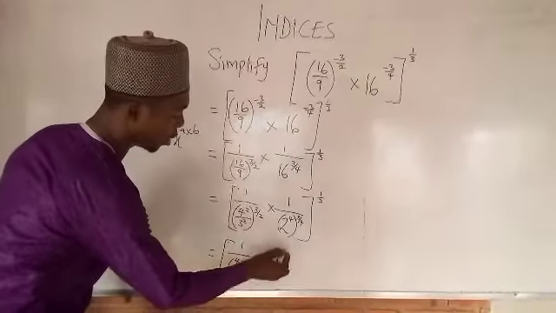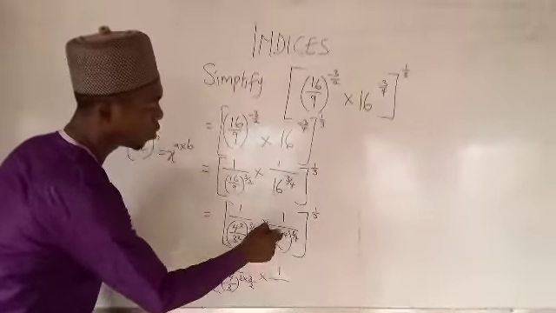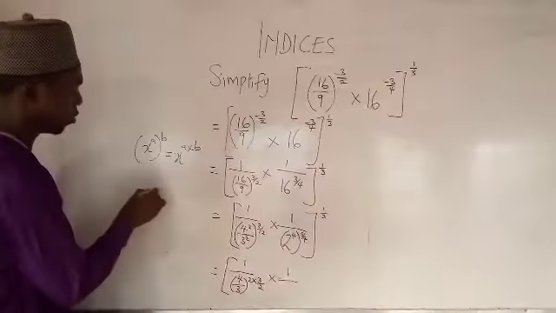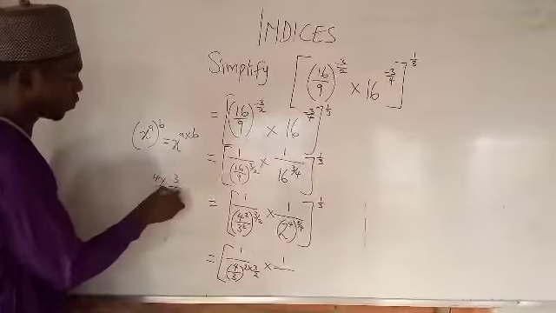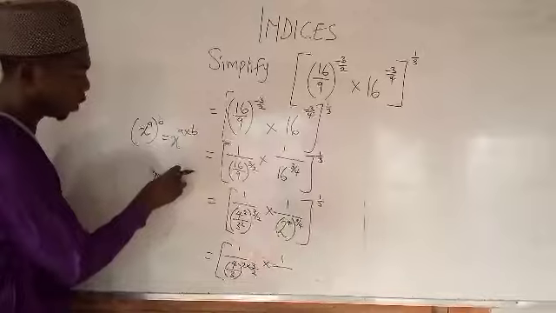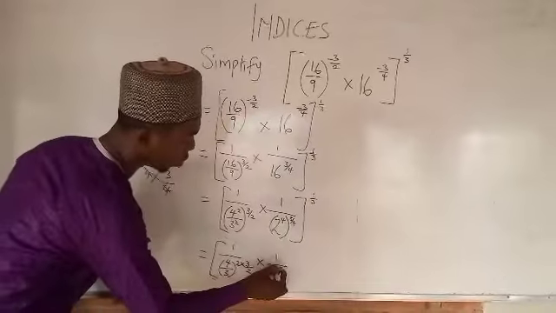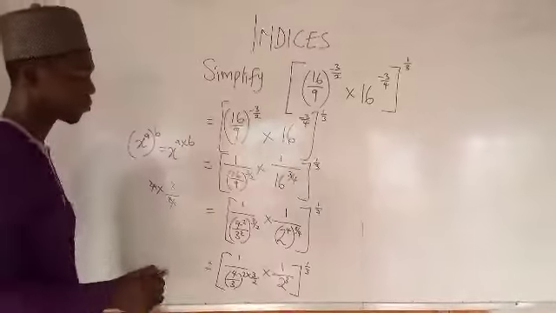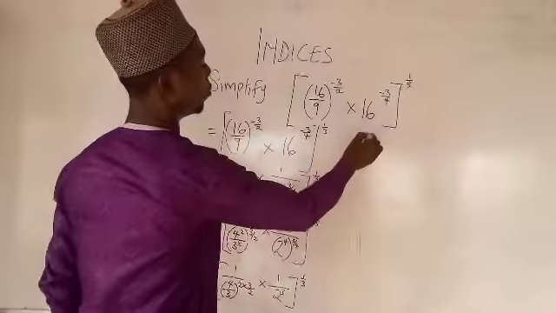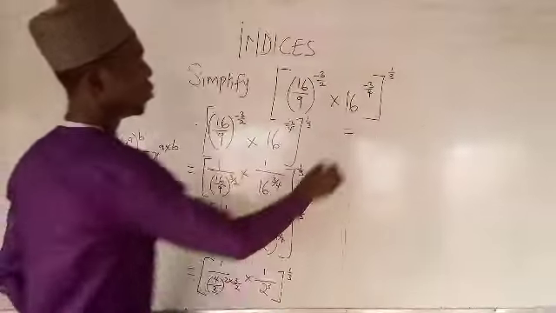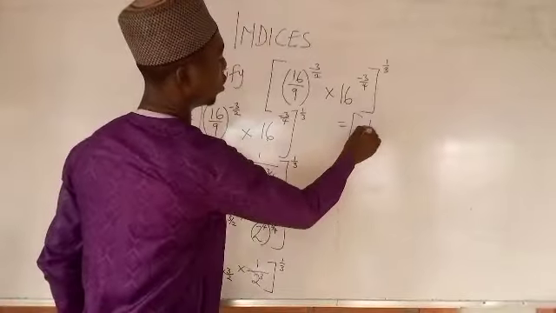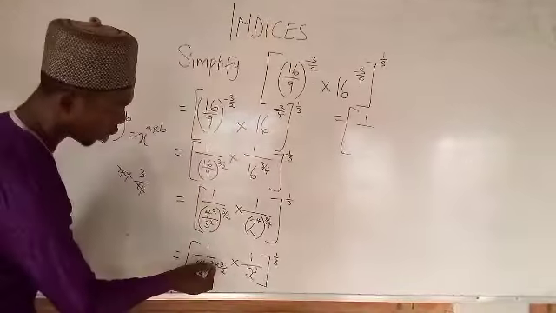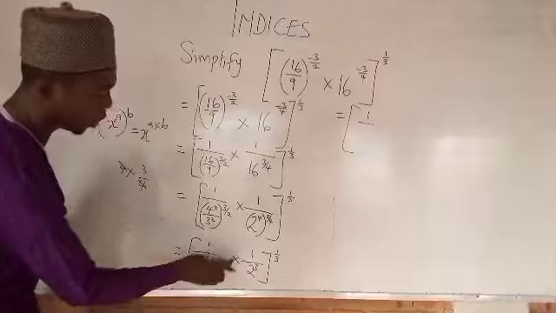Now multiply by the same thing is applicable here. 4 will multiply 3 over 4. 4 times 3 over 4. 4 cancels 4. We are left with what? 3. Then raised to power 1 over 3. So we have 1 over. So here 2 cancels 2. We are left with 3.